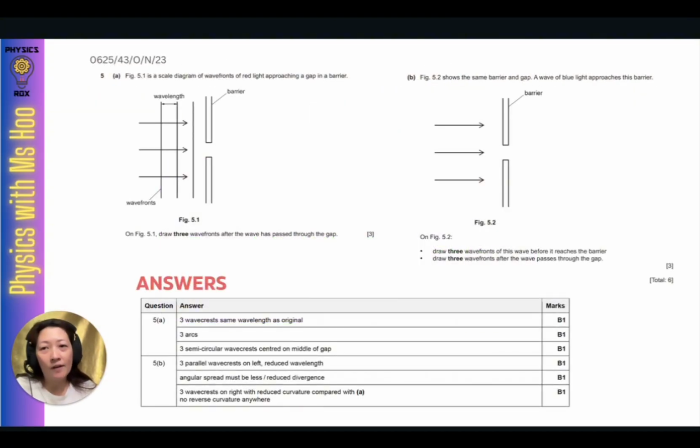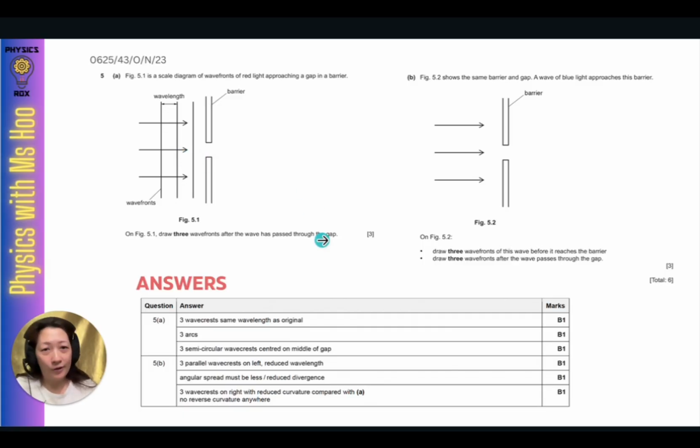This is an extract from the Winter 2023 paper, variant 3. Question 5a. Figure 5.1 is a scale diagram of wavefronts of red light approaching a gap in a barrier. On figure 5.1, draw 3 wavefronts after the wave has passed through the gap. I've had some students who are not sure what to draw over here. Well, as you should have known by now, you need to compare the size of the gap against the wavelength.